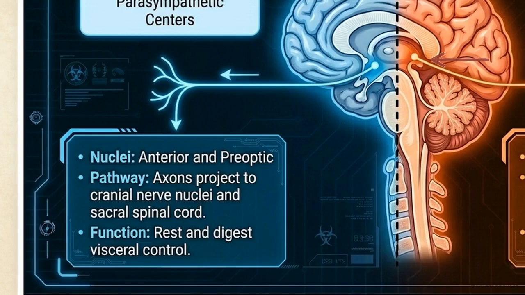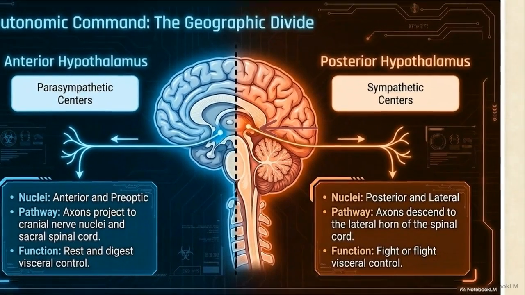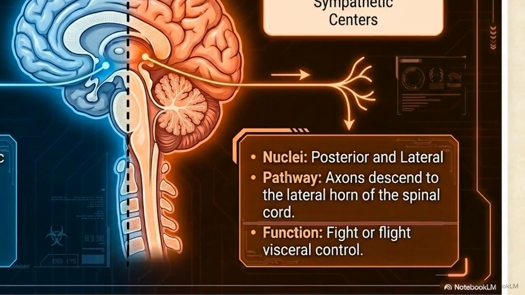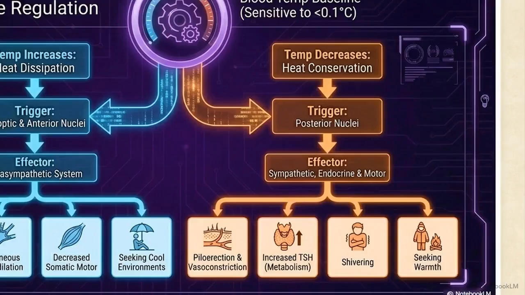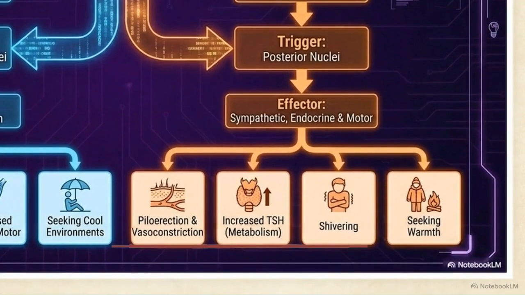In direct contrast, the posterior region acts as the sympathetic command center. Its axons descend entirely separate pathways, all the way to the lateral horn of the spinal cord. This flowchart demonstrates how that posterior pathway acts as an emergency heating system. When triggered, it activates physical effectors for heat conservation, forcing the body into piloerection and shivering.